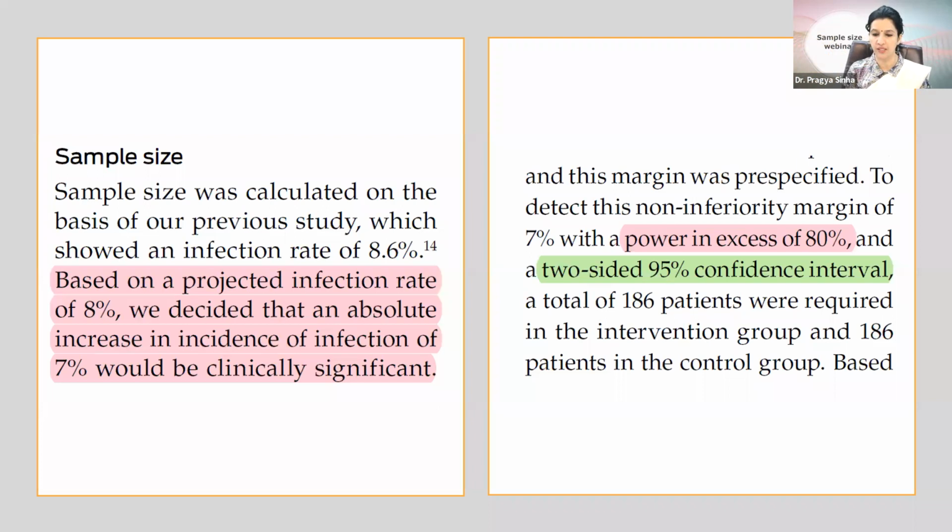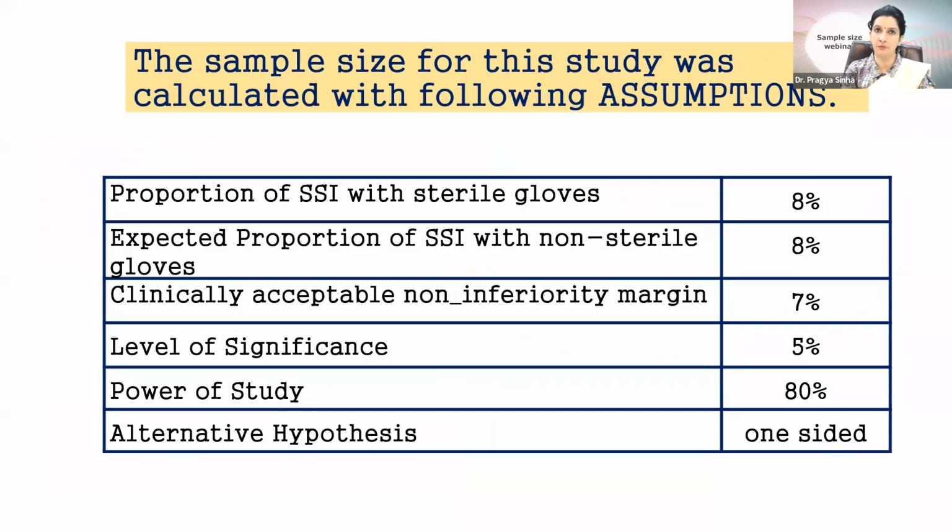So how has this person done this? They have kept the proportion of surgical site infection with sterile gloves as 8%, and a similar concept here also, they will keep the proportion the same, 8%. And then the clinically acceptable non-inferiority margin was 7%, level of significance was 5%, power of the study was 80%, and it was one-sided. So let's do this calculation. So I'll also write it: 7%, 8%, and 5%. So 7% was the margin.